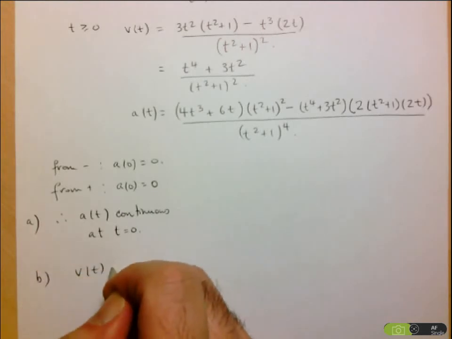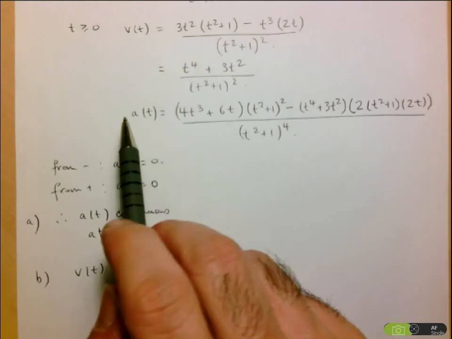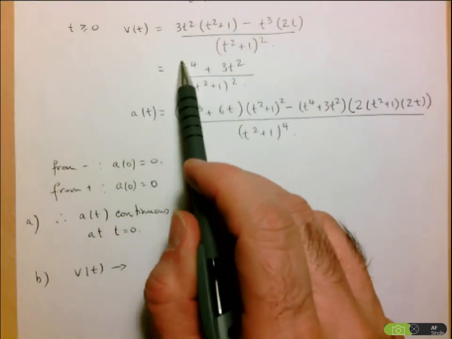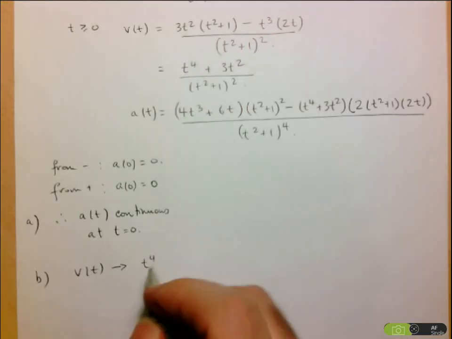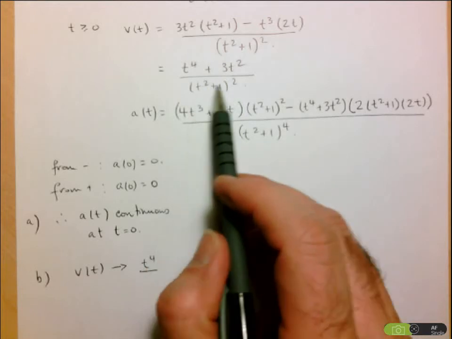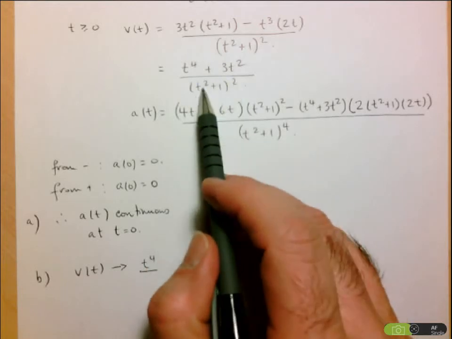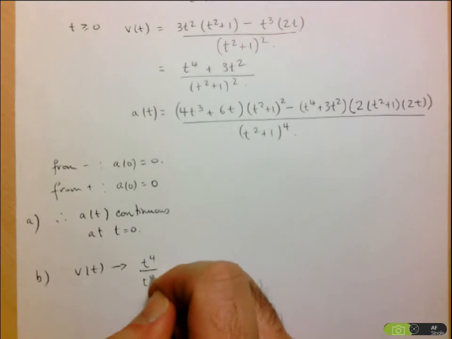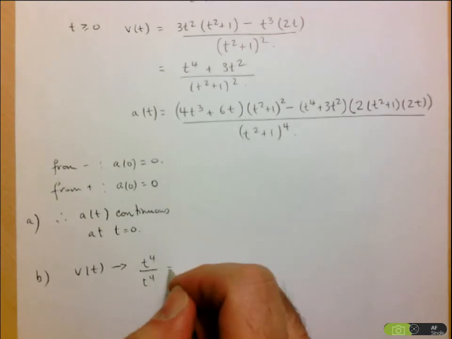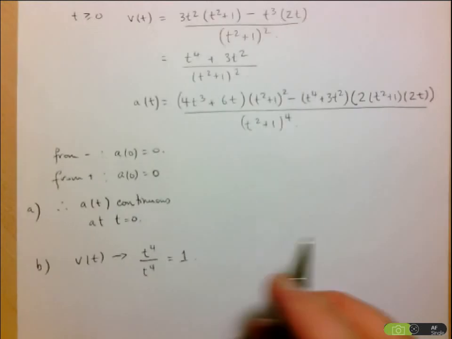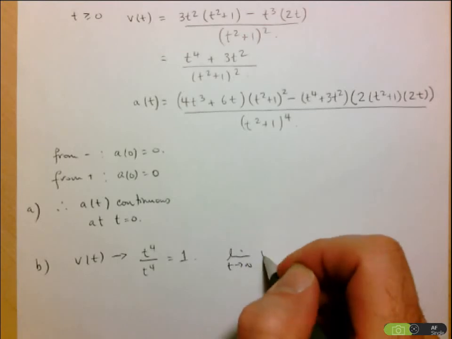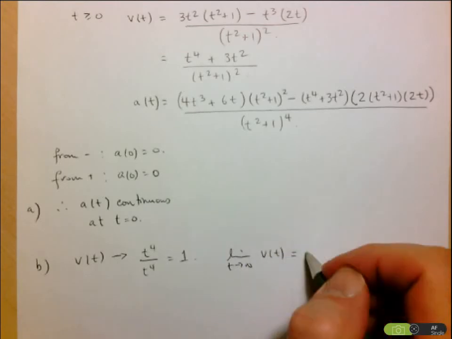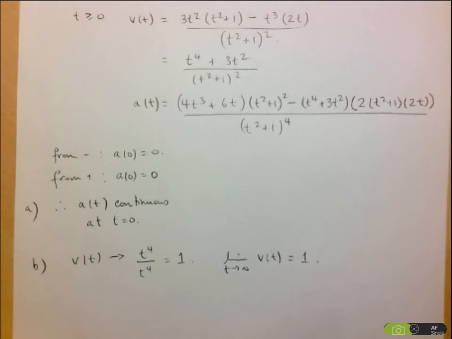And we see that the velocity, as t gets larger and larger, the only thing that becomes important in the numerator is the t to the fourth. And in the denominator, we see that the highest power of t will again be t to the fourth. So this is going towards t to the fourth over t to the fourth, which is just equal to 1. So that means that the limit as t approaches infinity of the velocity will be approaching 1. In other words, there's a horizontal asymptote.